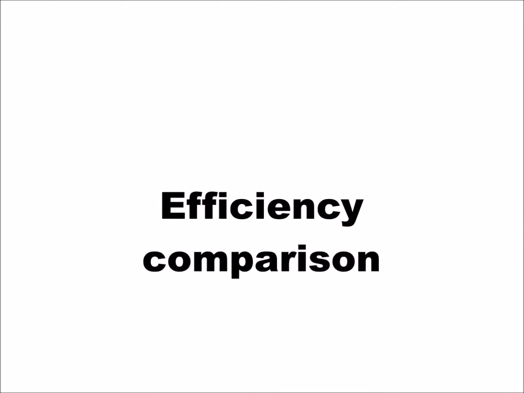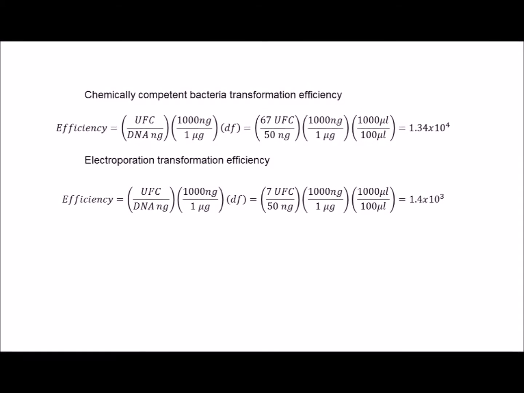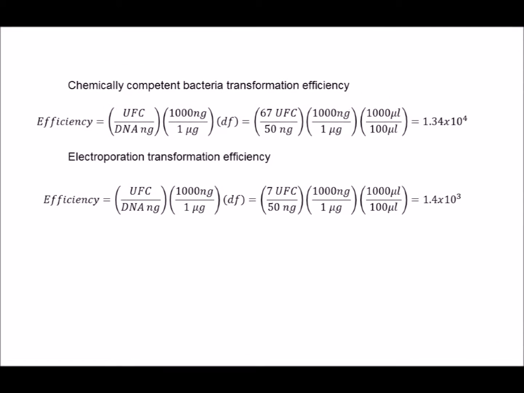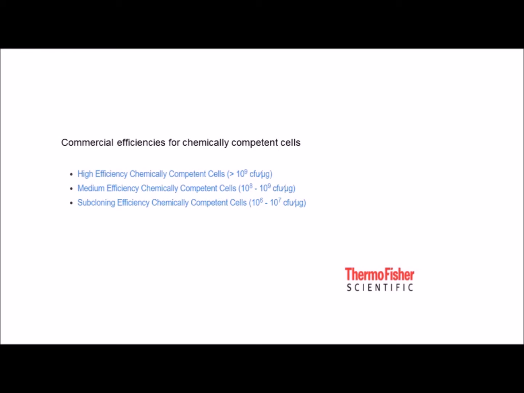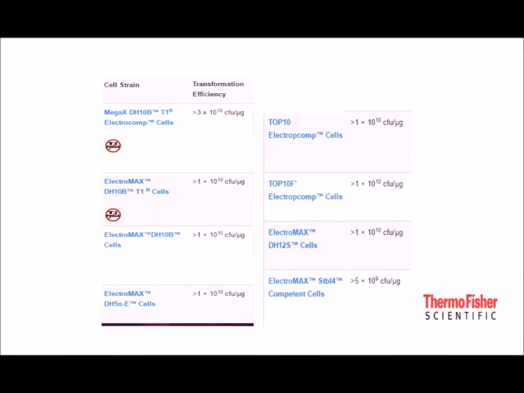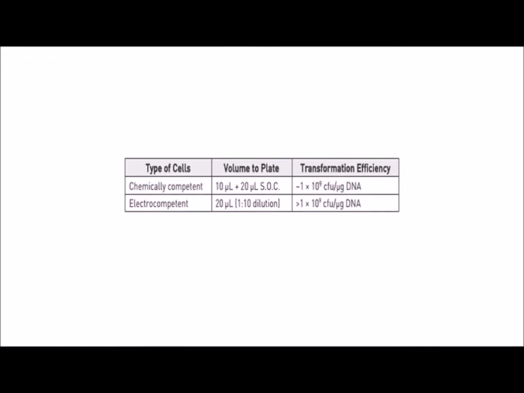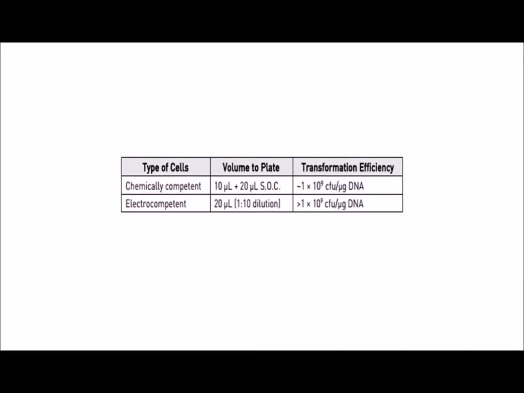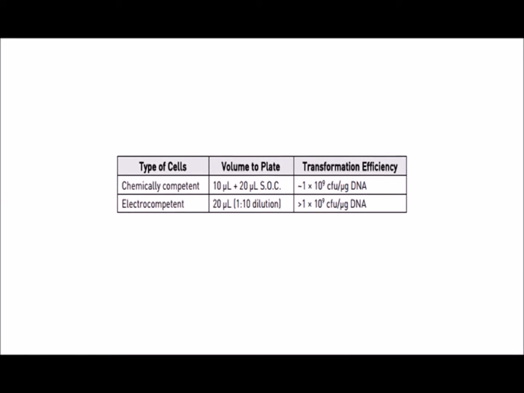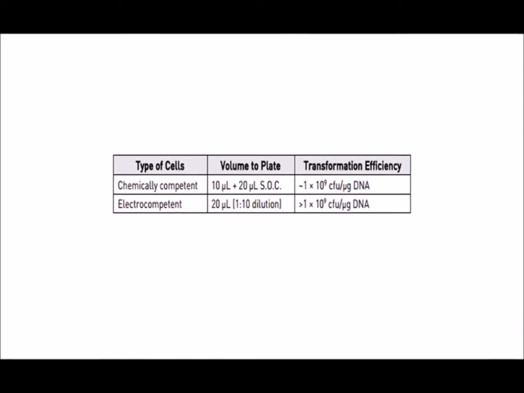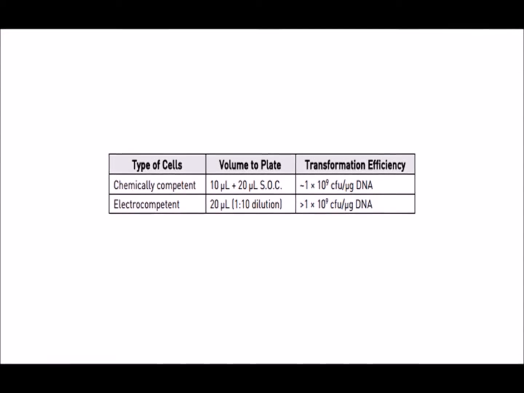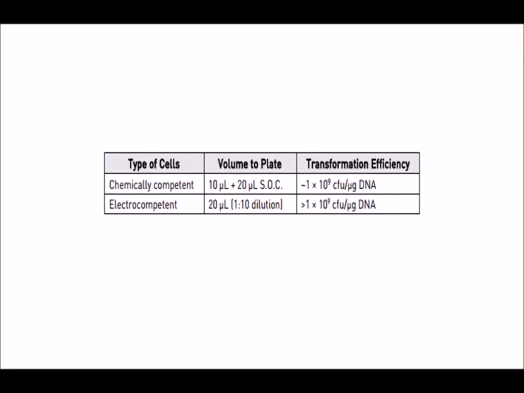The efficiencies obtained during the experiment go from 2 orders of magnitude to 3, while the commercial ones go from a range of 6 to 9 orders of magnitude, meaning that the efficiency obtained during the experiment is very low. For the TOPO ligation protocol, an efficiency of 9 orders of magnitude is required for the chemically competent transformation, while for the electrocompetent transformation, higher efficiency is needed as more than 9 orders of magnitude are required.